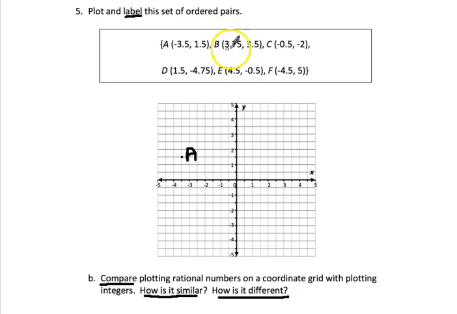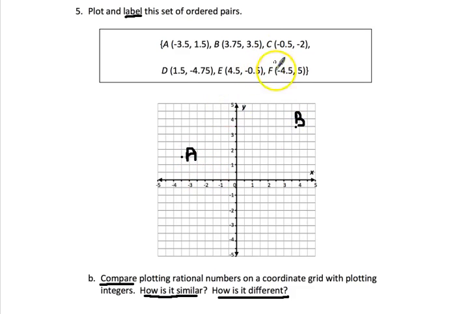Then I'm going to go to B, and B is 3 75/100, and 3 and 5/10. So I'm going to again start at the origin. 3 and 75/100. Well, this is 3.5. 3 and 75/100 would have to be here, in between 3.5 and 4. And y is 3.5. So I am going to go up to 3.5, and I'm going to put my dot here, and I'm going to label this B.